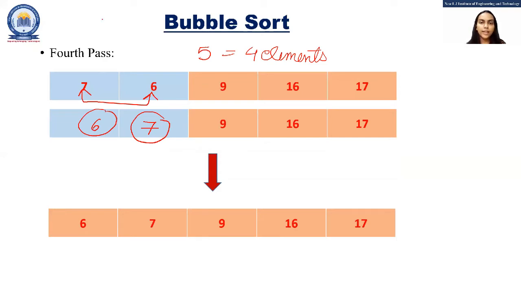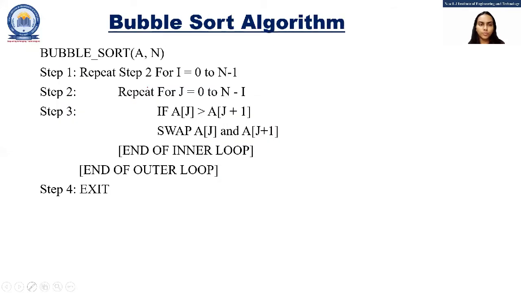So if we have an array of size 5, it would require a maximum of 4 passes, right? So then we get a completely sorted array. Okay, so this is how we need to trace. So this is the tracing of bubble sort. Let us look at the algorithm for bubble sort.